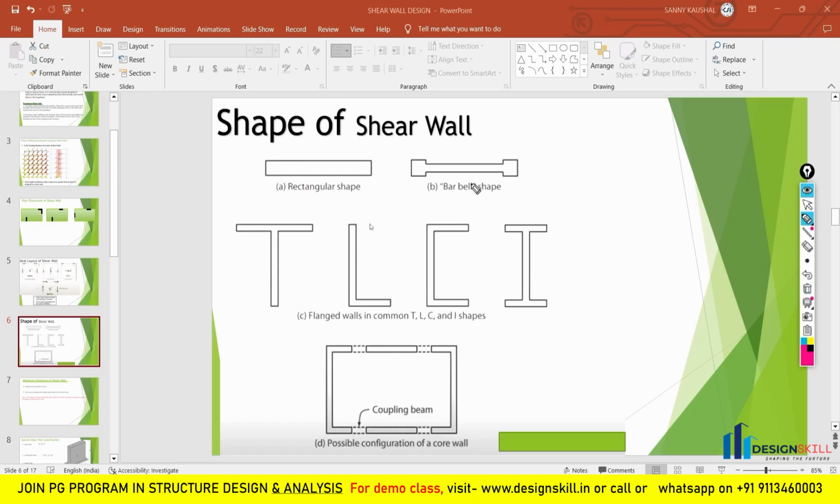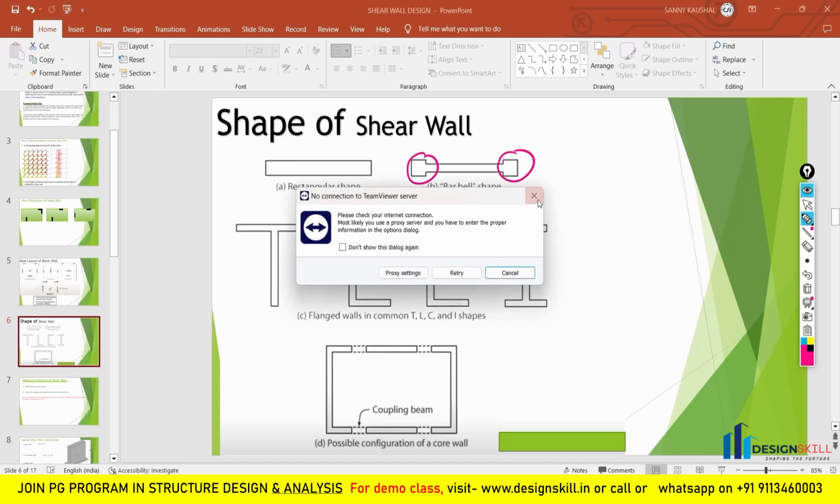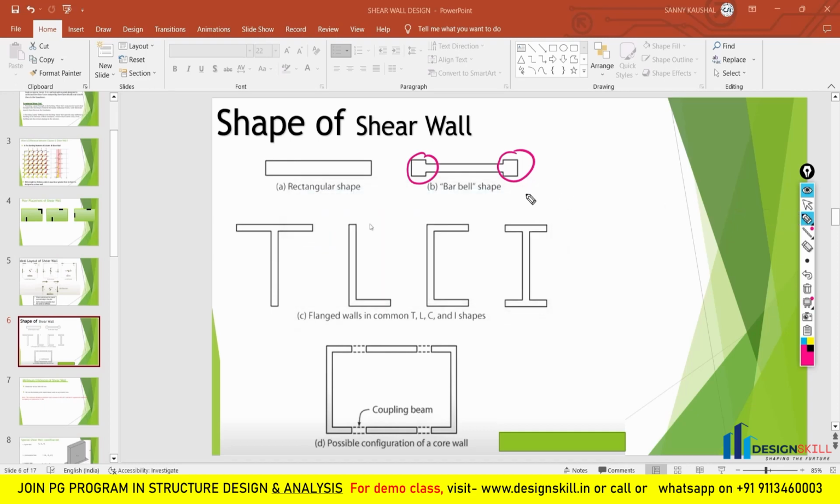Now the second shape is the barbell shape. This is similar to the rectangular shape, but at the end you will find a bulb-like structure which is used to resist the stresses coming to this shear wall. Generally nowadays this shear wall is not used. Instead of giving this bulb type at the end, we give a boundary element in the rectangular shape only. If the stresses are increasing, we provide a boundary element in the rectangular shape only. So generally you will not find this barbell shape nowadays.